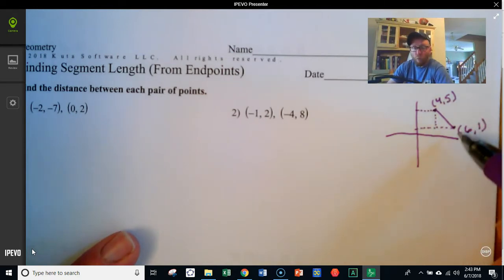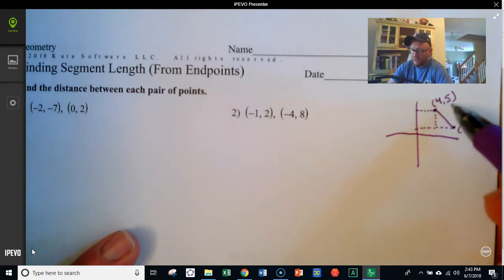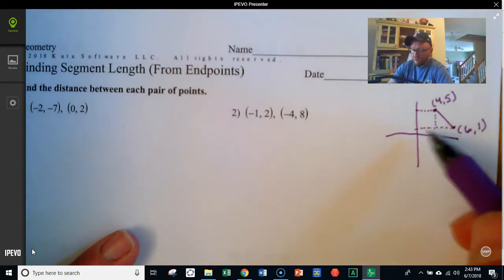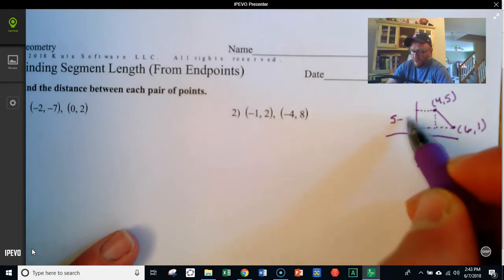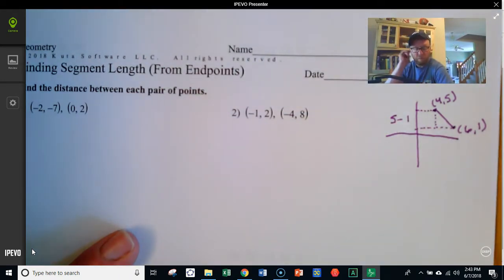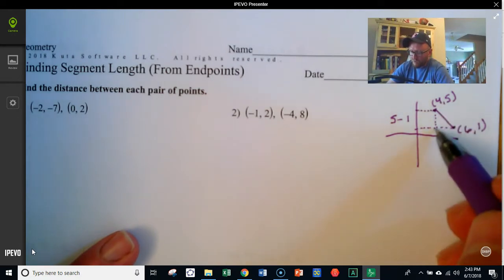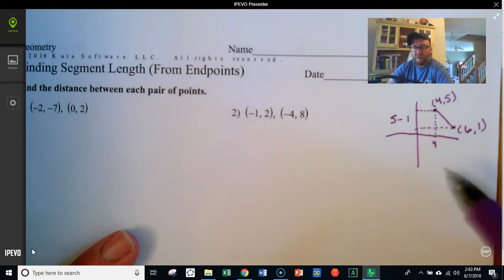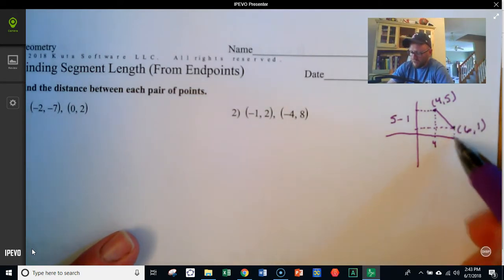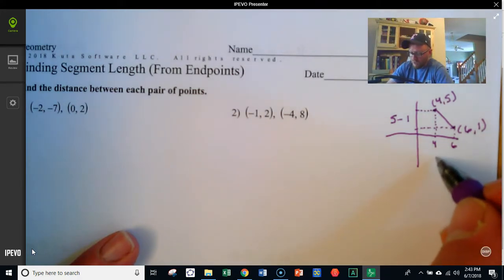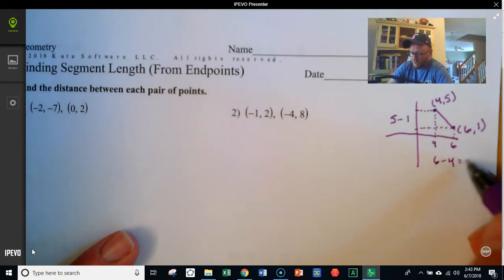This tells you this point is one space above the axis, and this one, y coordinate 5, tells you this point is 5 spaces above the axis. So the difference between them would be 5 minus 1, or 4. So this is 4 spaces between them. You can tell that by subtracting one y coordinate from the other. And for the x coordinates, this 4 means we are 4 spaces away from the axis, and the 6 tells us we're 6 spaces away from the axis. So the difference between those is 2. 6 minus 4 is 2.